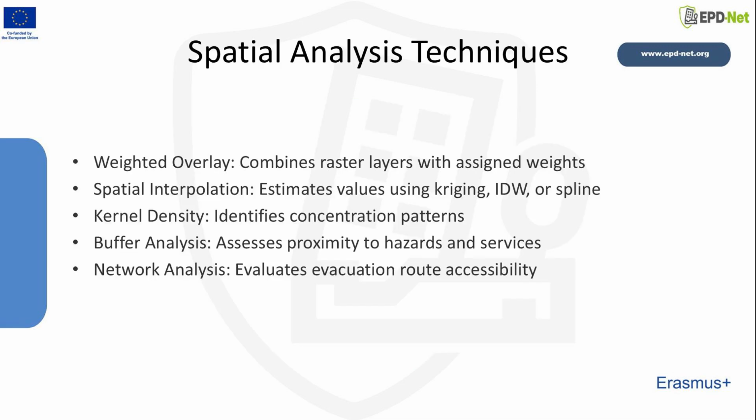Geographic information systems provide numerous sophisticated spatial analysis techniques for processing vulnerability data and generating meaningful assessments that inform decision-making. Weighted overlay analysis represents one of the most widely applied methods, enabling analysts to combine multiple raster layers representing different vulnerability indicators using predetermined weights to produce composite vulnerability scores. Spatial interpolation techniques, including inverse distance weighting, kriging, and spline methods, estimate vulnerability values at unsampled locations based on surrounding measurements, proving particularly valuable when working with point data or incomplete spatial coverage.